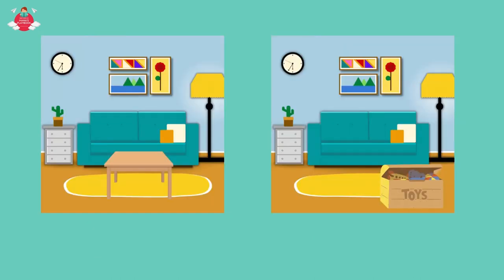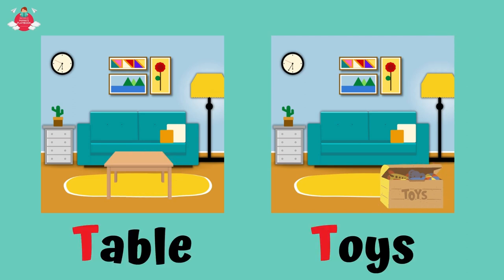Last game, can you see the difference between these two pictures? That's right. There is a table on the left and a box of toys on the right. Table. Toys.